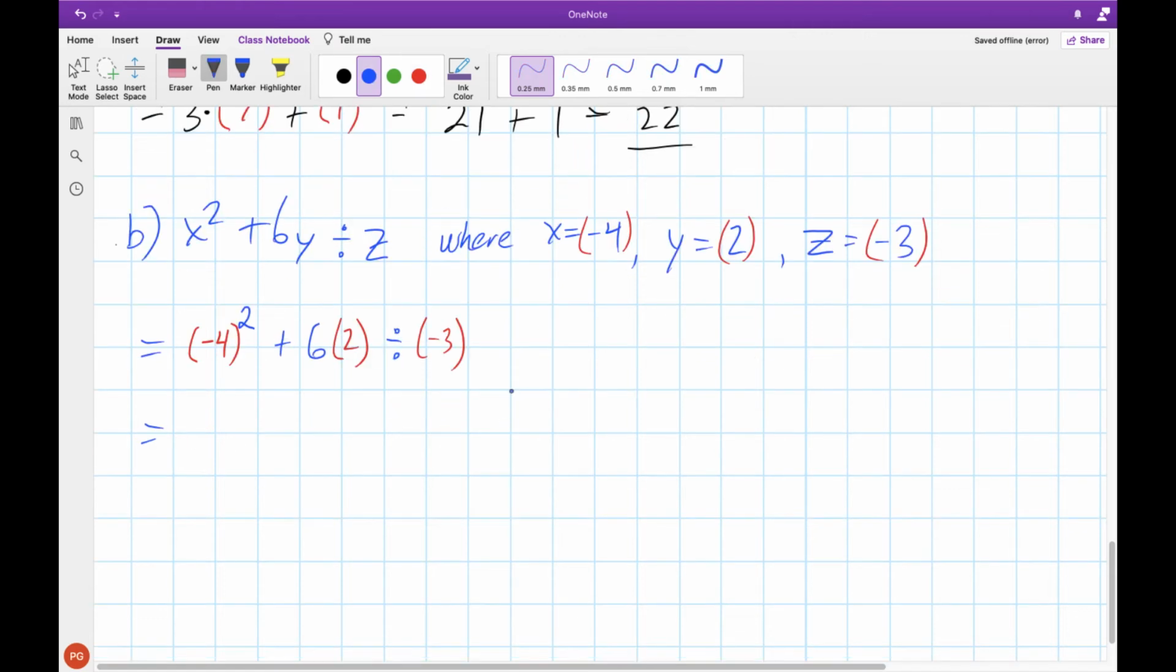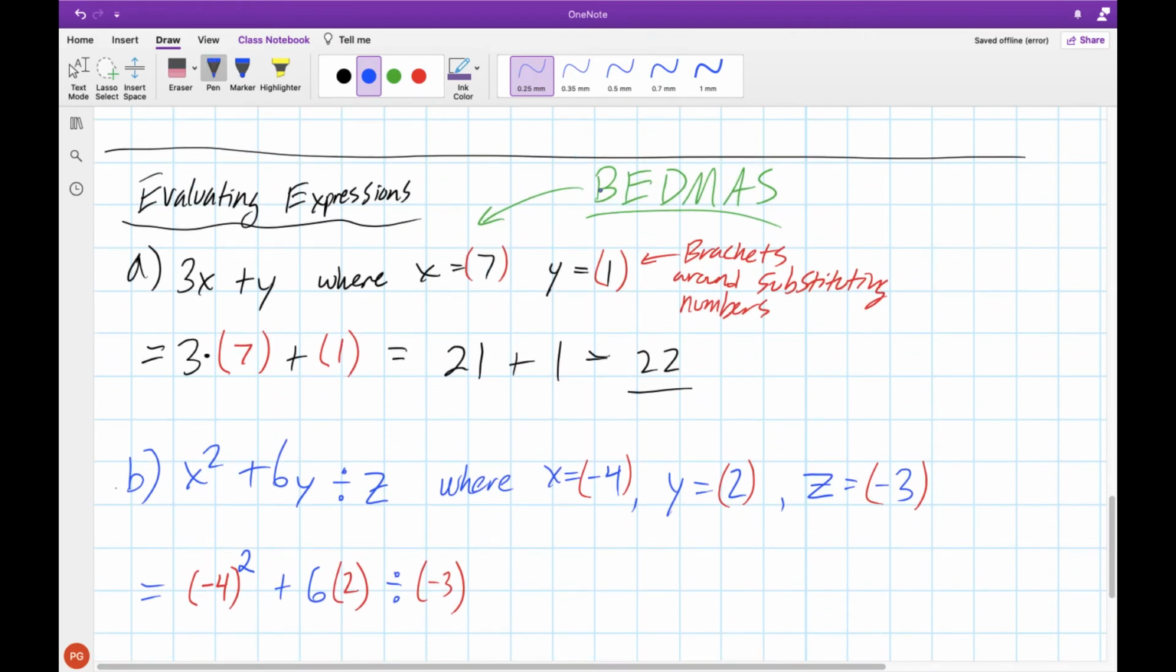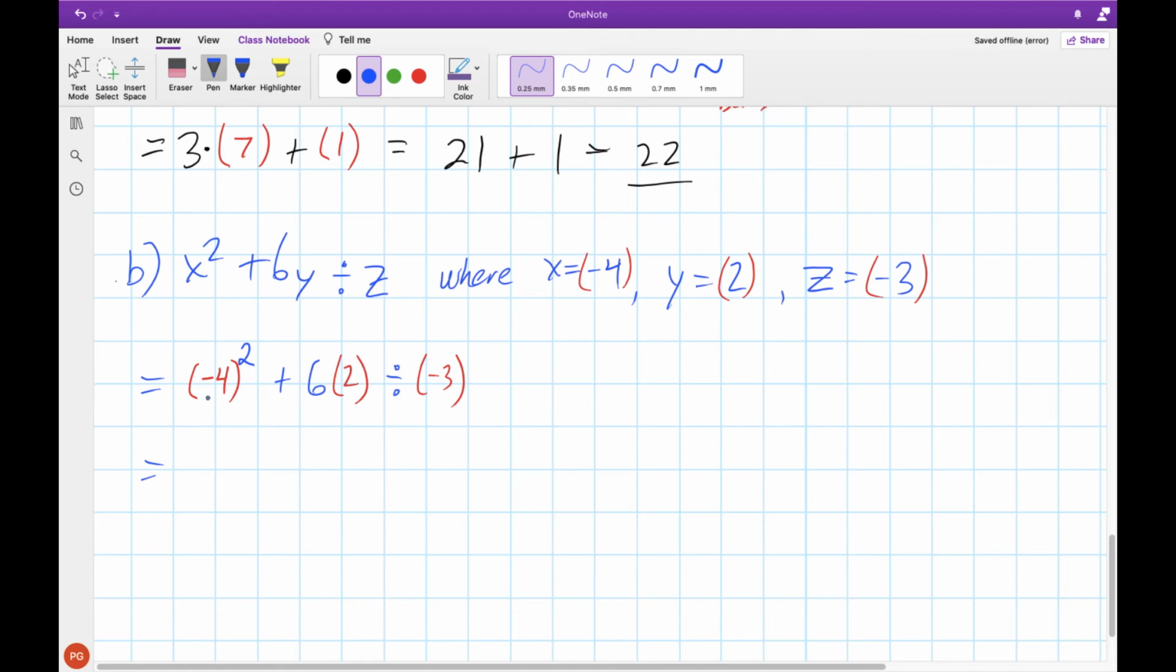Now if we look back at BEDMAS, right? Brackets, well, we can't simplify anything inside of our brackets, but exponents, in this case, we actually do have an exponent. We have negative 4 squared. Negative 4 squared, keep in mind that when we square a number, that's like the number times itself. Negative 4 times negative 4 would give us positive 16. So this thing right here would be equal to positive 16, and then we just leave everything else the same.